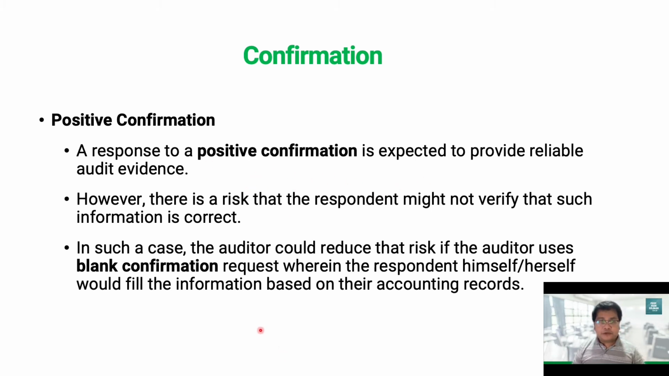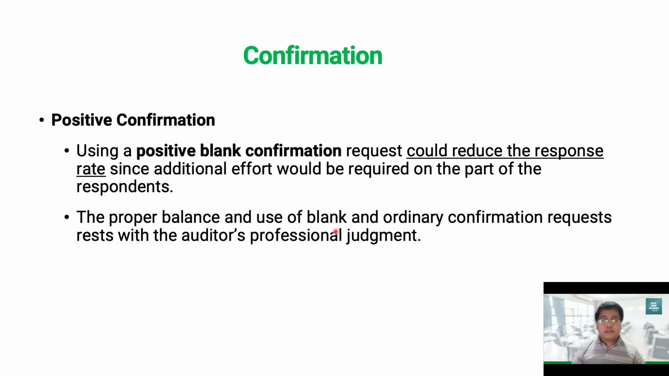However, the disadvantage of using a blank confirmation is that it could reduce the response rate on the part of the third party, because in that case there will be additional effort required on the part of the respondent. They have to fill it in, instead of just checking whether the amount indicated there is correct or incorrect. So that is why the auditor should use his or her professional judgment in determining the proper balance of the use of the blank confirmation and the regular confirmation request.